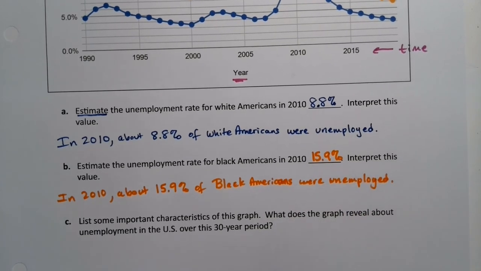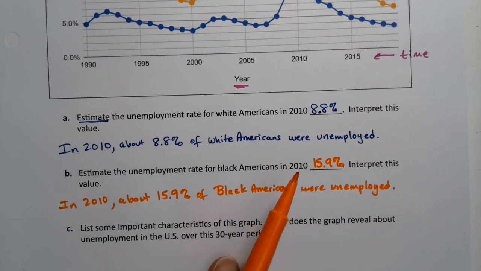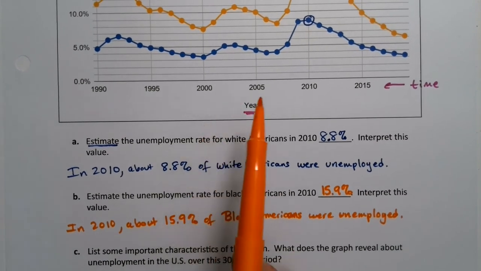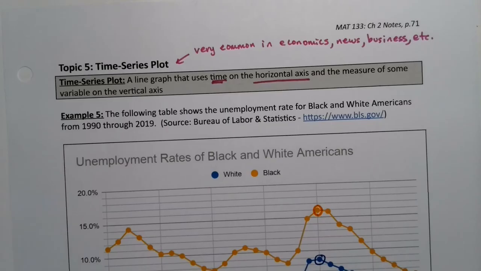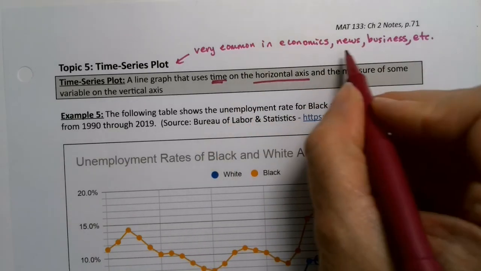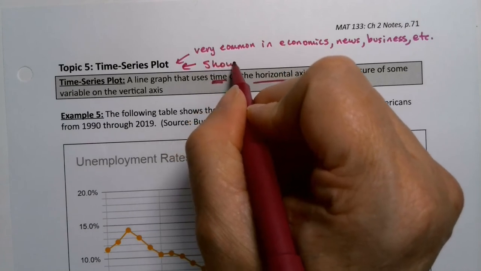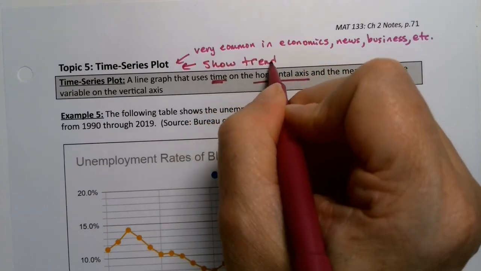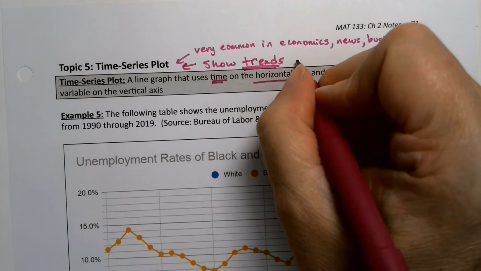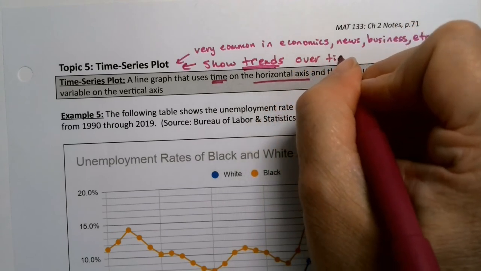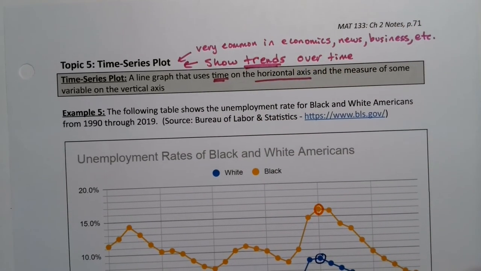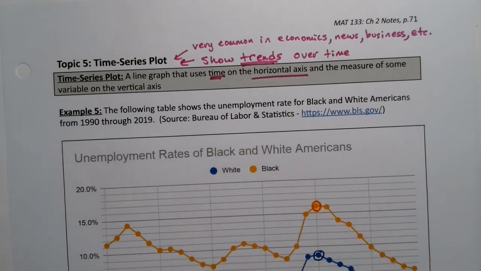Right? So you're able to gain a lot of information from graphs like this. They really show trends. Actually, that's a very important use of these. So they're very common in economics and statistics. They show trends over time, and that's a big deal. That's a lot of what we want to look at. Right? How have things adjusted and changed over time? So that's what a time series plot is good at showing.